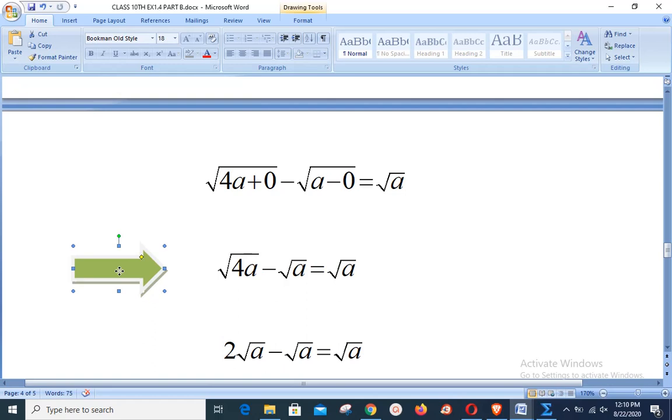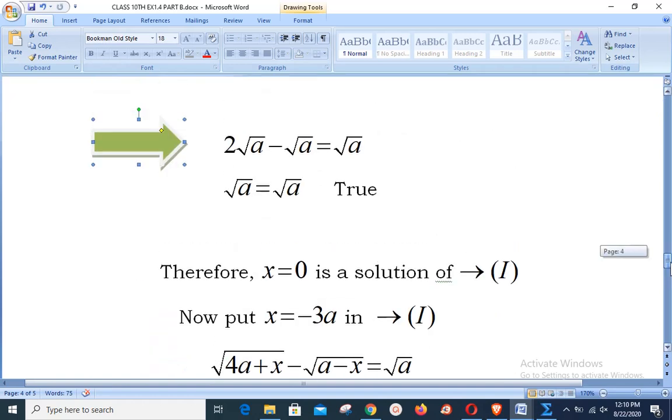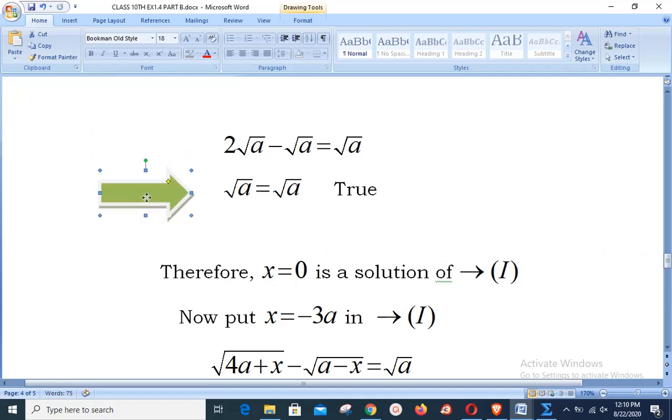You know, square root of 4 is 2, so 4 will come out of the root as 2. We have 2 into square root a minus 1 square root a is equal to 1 square root a. That is 2 into square root a minus 1 square root a gives us 1 square root a. Already on the right hand side we have 1 square root a, that is left hand side is equal to right hand side. The result becomes true. Therefore x is equal to 0 is our solution for number 1.